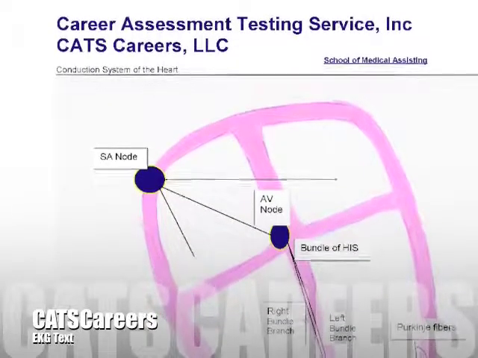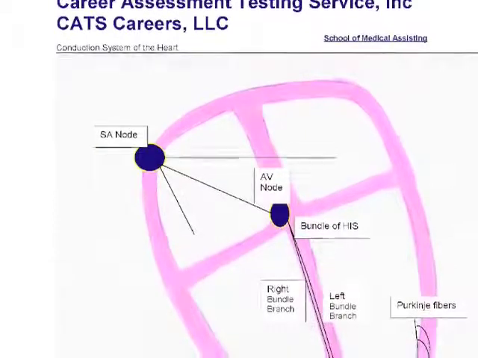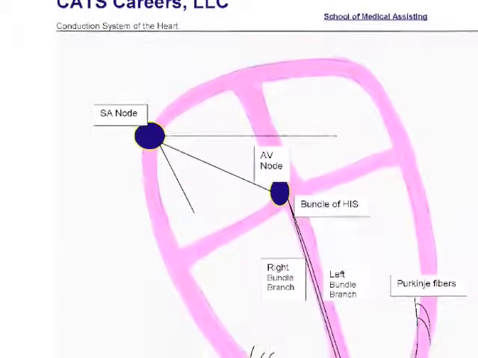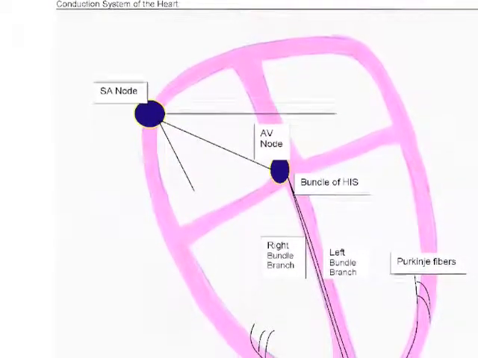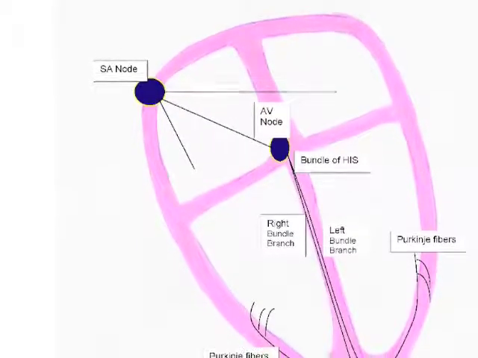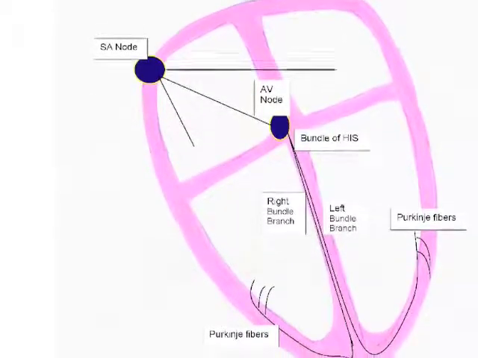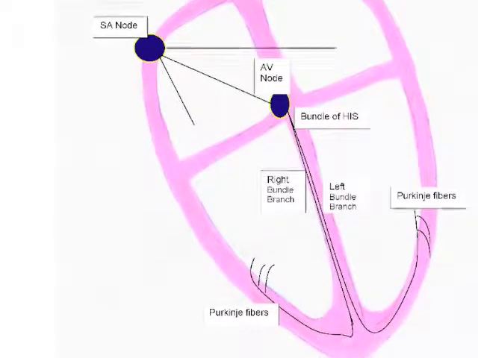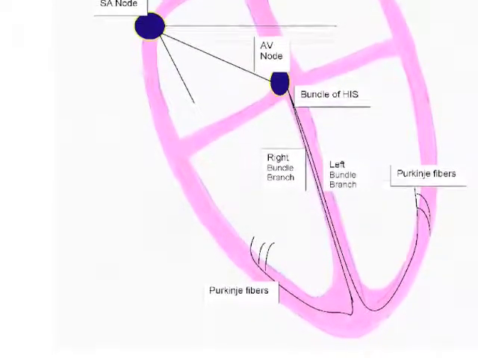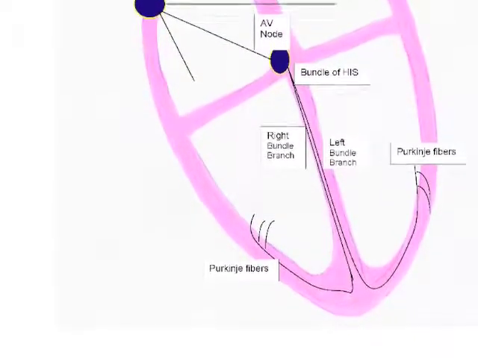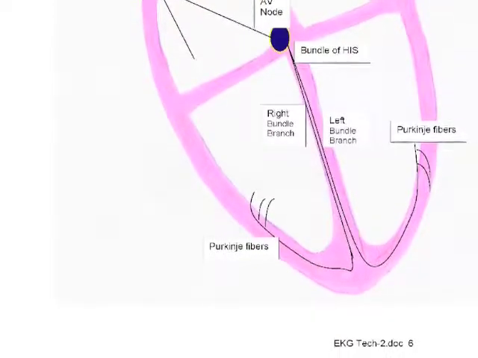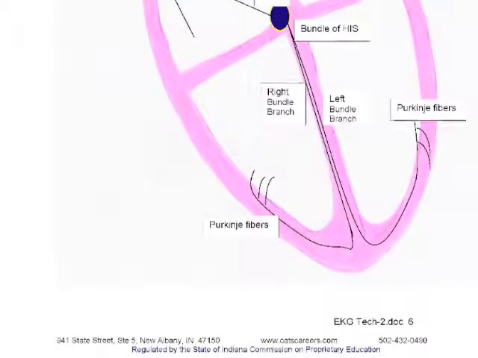Let's review. The SA node fires into the right and left atria. The atria contract. It also sends an electrical spark to the AV node, which makes the AV node fire electricity through the bundle of His, the right and left bundle branches, into the Purkinje fibers, which causes the ventricles to contract.